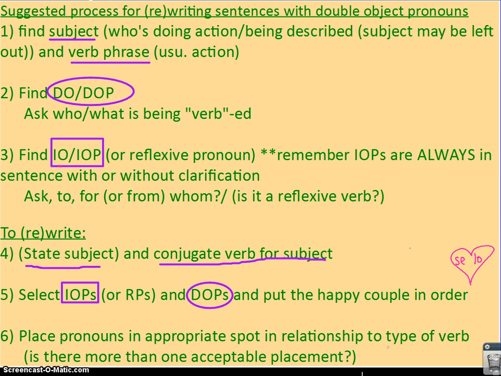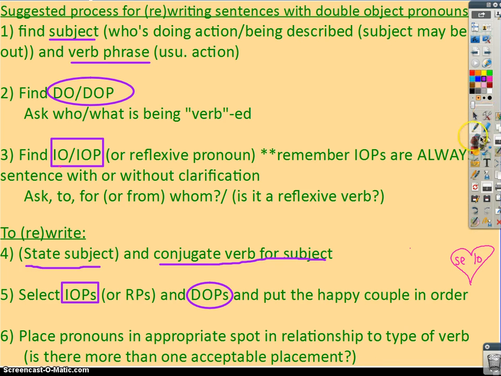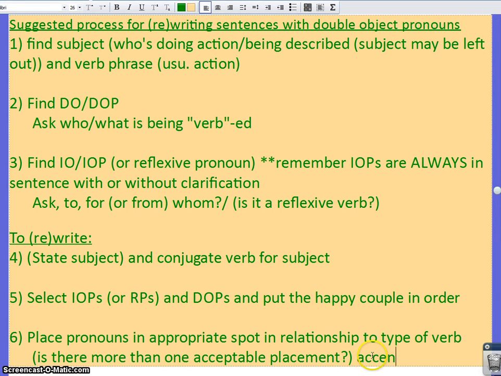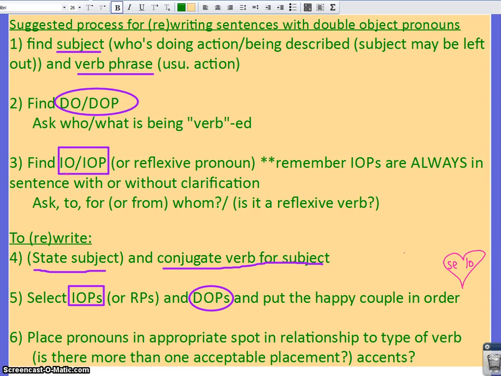Before a conjugated verb or a negative command, or attached at the end of an infinitive, present participle, or affirmative command. Don't forget your accents if you need them. Actually, let's add that in here and ask yourself, do I need accents? All right. So here is your fail-proof suggested process for writing or rewriting sentences with double object pronouns. That's it. Thanks.